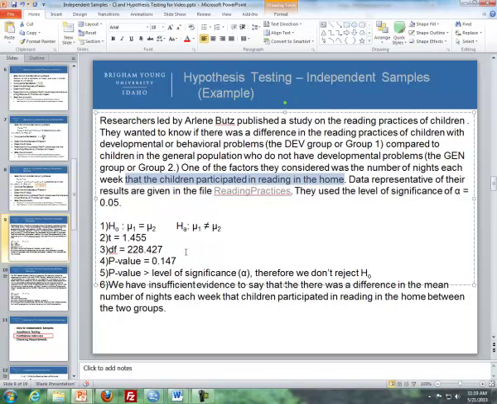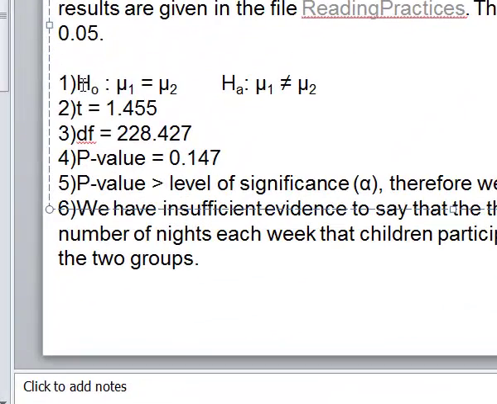Okay? So step 1 is to state the null and alternative hypotheses. The null is that the population mean of Group 1, which is, say, the developmental group, is equal to the population mean of Group 2, which is the general group, or from the general population. The alternative is that those population means are not equal.